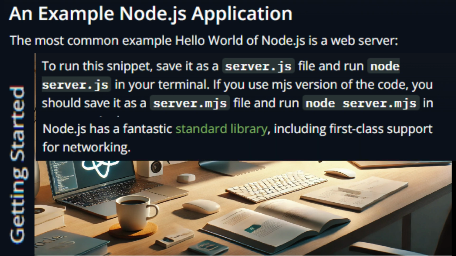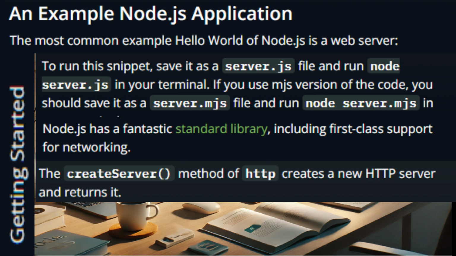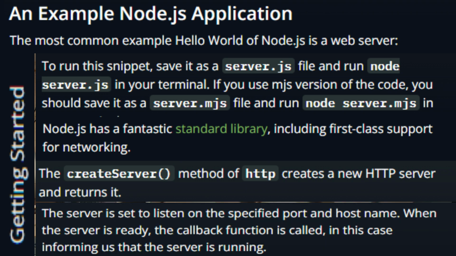Node.js has a fantastic standard library, including first-class support for networking. The createServer method of HTTP creates a new HTTP server and returns it. The server is set to listen on the specified port and host name. When the server is ready, the callback function is called, in this case informing us that the server is running.